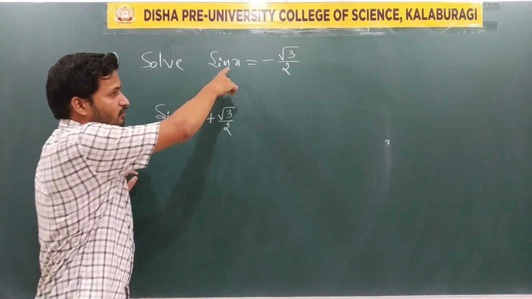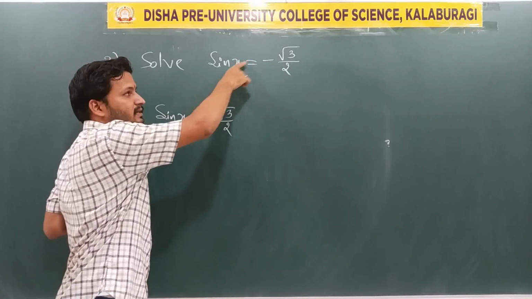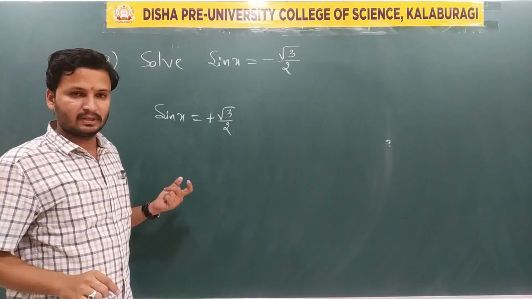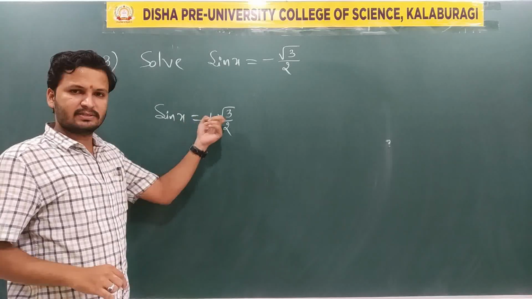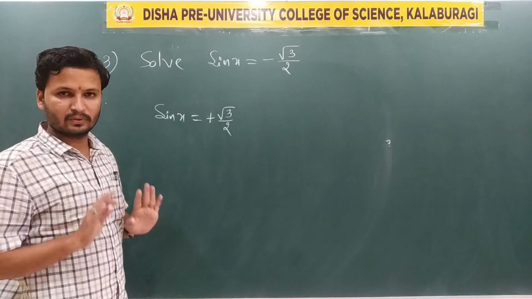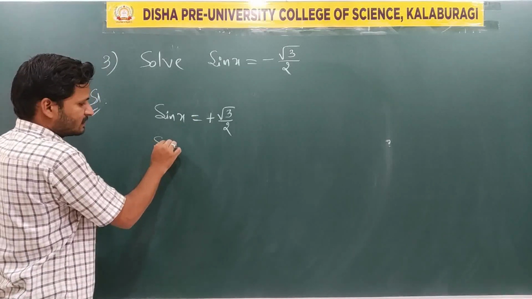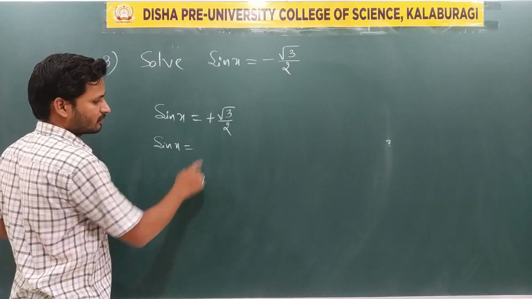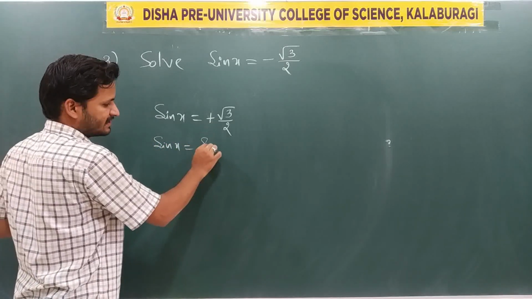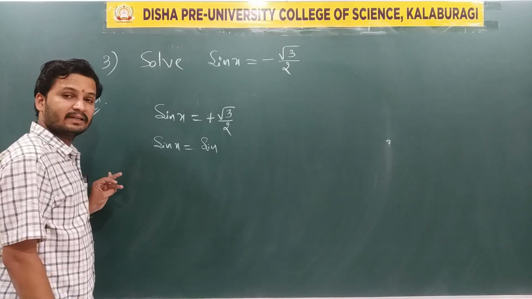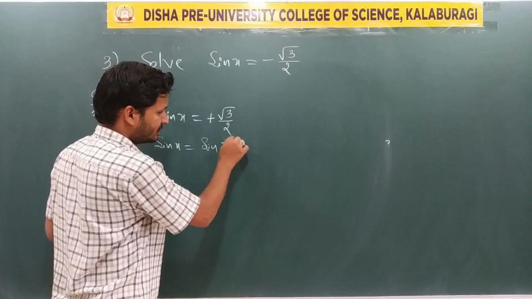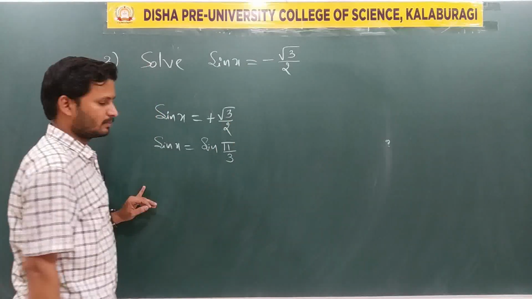Okay, yeah, of course the question is in terms of negative, that is sin x equals minus root 3 by 2. But initially consider sin x equals plus root 3 by 2. Now sin x equals root 3 by 2. In terms of a sin function, how to write it? That is sin of 60 degrees. Correct? Sin 60 degrees is root 3 by 2. That is sin of pi by 3.